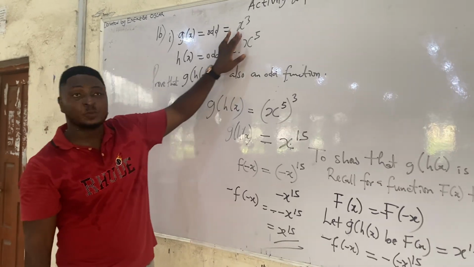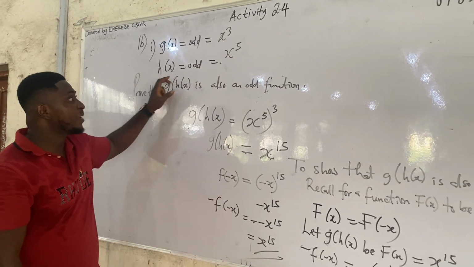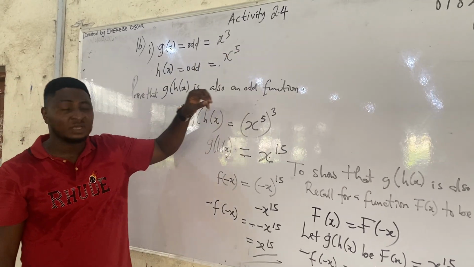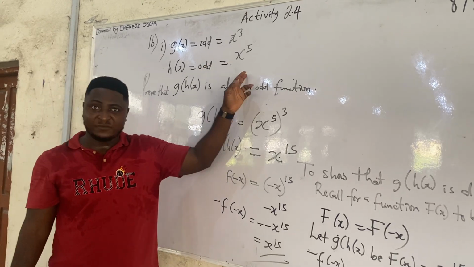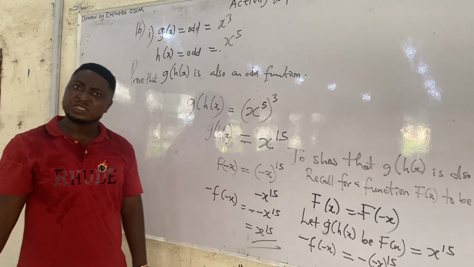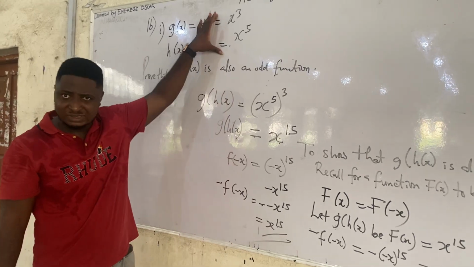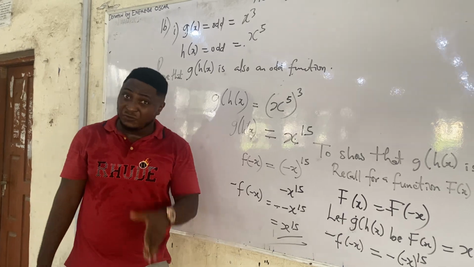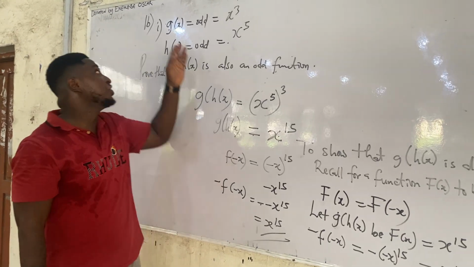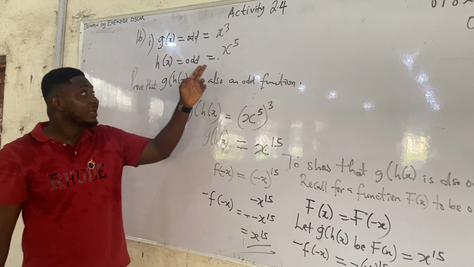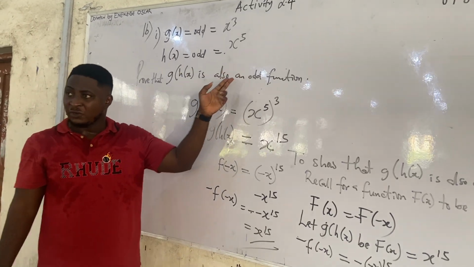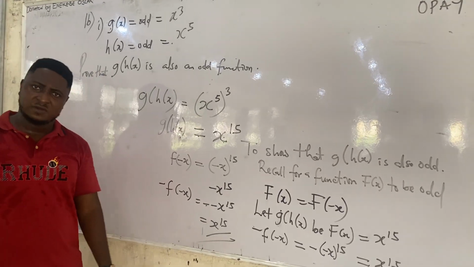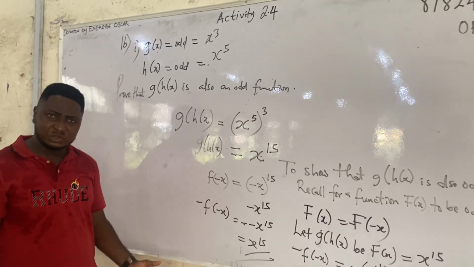So we found out that x raised to power 3 is an odd function, and x raised to power 5 is also odd. So we're going to say let g(x) be x raised to power 3, and let h(x) be x raised to power 5. They are both odd. So this question is asking us to prove that if we have two odd functions, and we find the composition of the two odd functions, we are still going to have an odd function as the final answer. So if g(x) is an odd function, and h(x) is also an odd function, then g of h of x will also be an odd function. We're asked to prove that. That's what we're about doing.